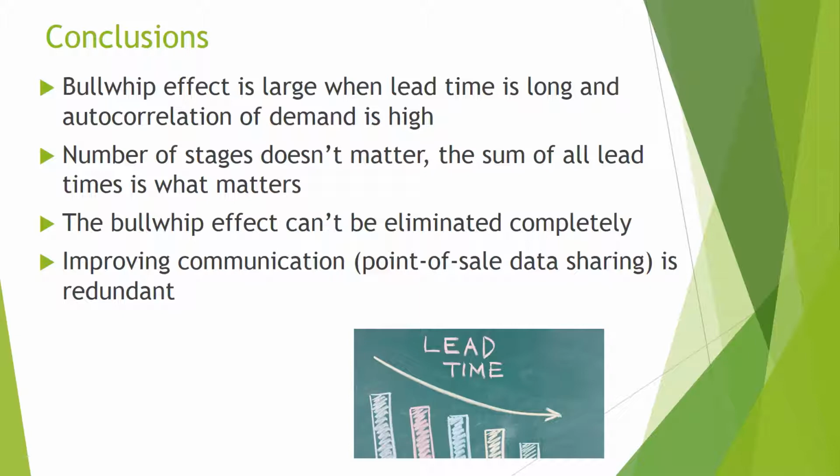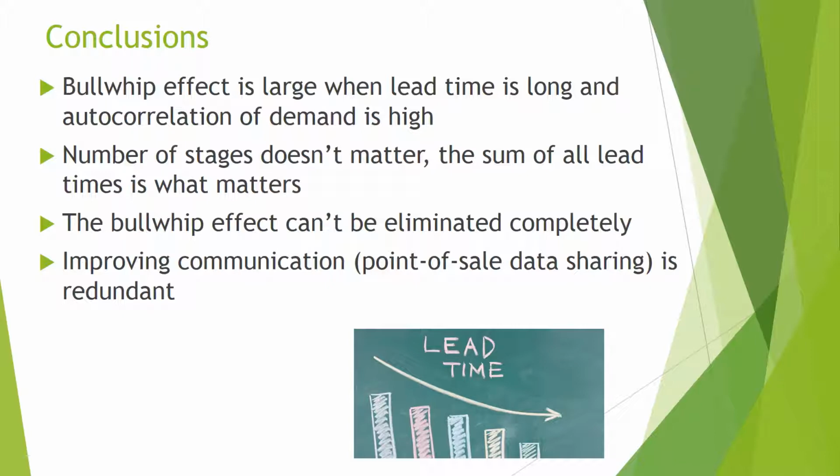Now let's discuss some of the conclusions of the theorems and the formulas that I've laid out. Basically, we've decided that the bullwhip effect is large or larger when lead time is long and autocorrelation of demand is high. That makes sense because if you have a long lead time, a lot can change during that time. Demand is given more time to fluctuate. So when you're receiving less product more frequently, it's easier to optimize.